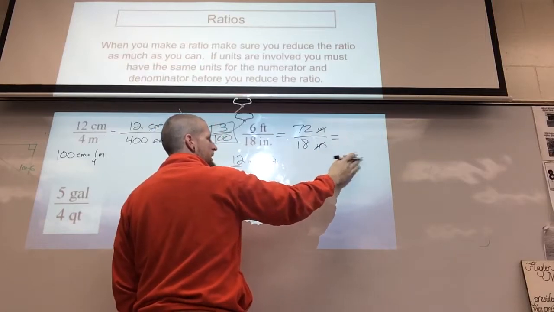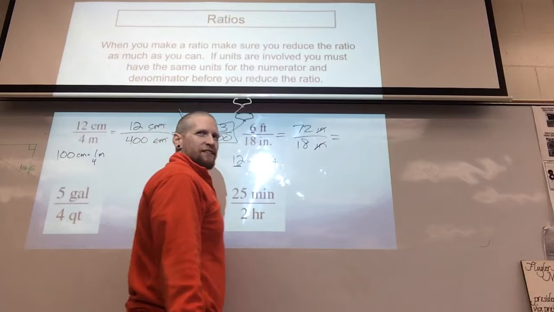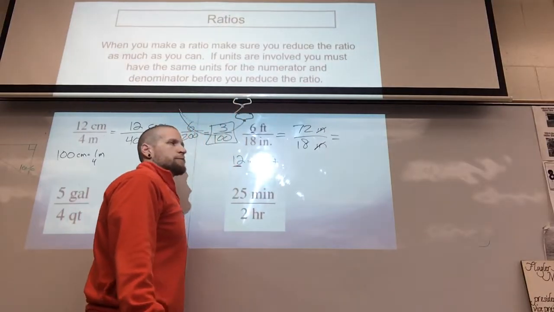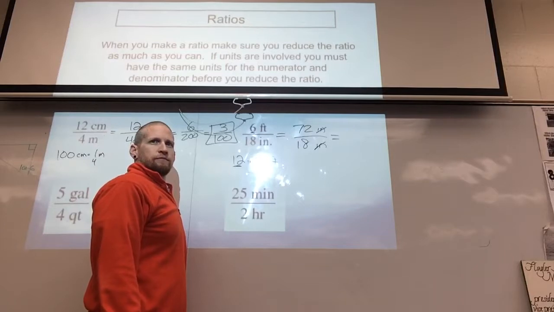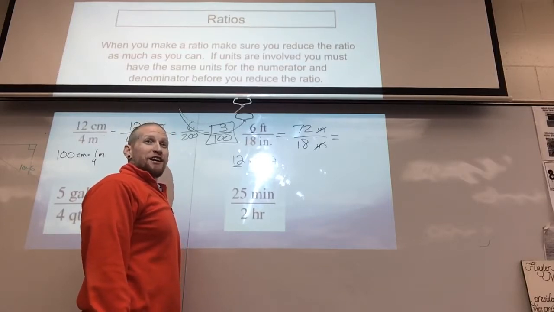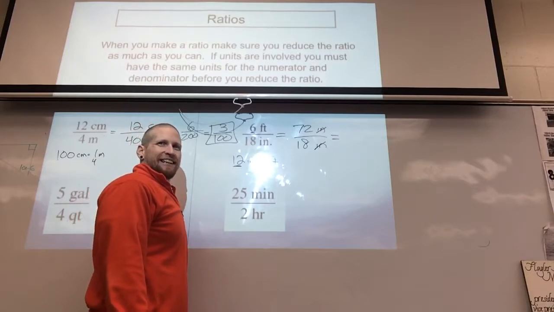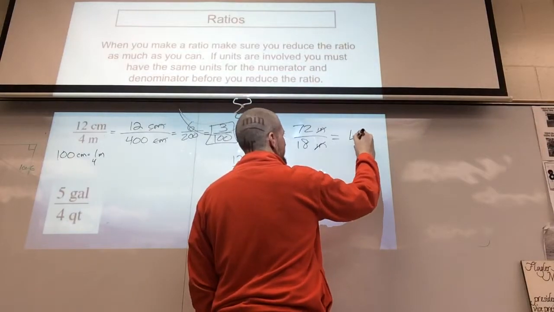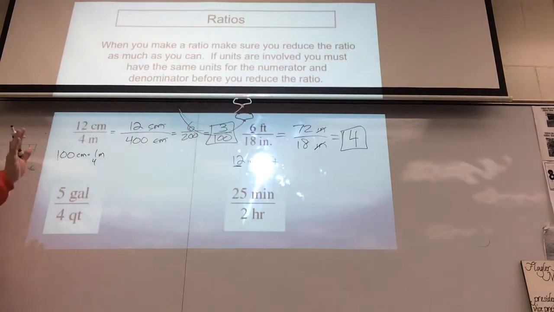What's 72 divided by 18? 24? 6? Think, come on. 4. It's not 4. Guys, it's 4. And that's fine. You don't need to write it over 1. It doesn't matter. All right, down to this one.